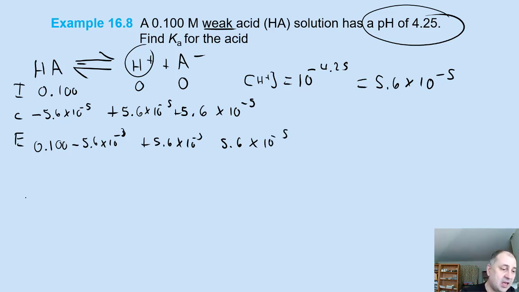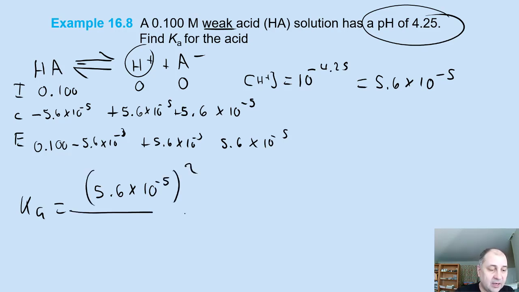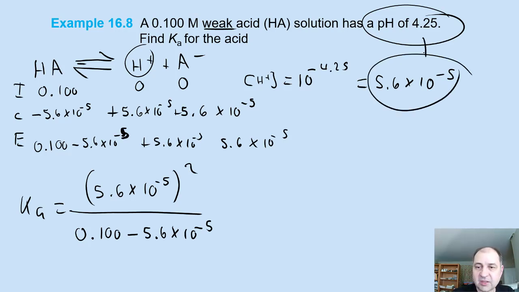I plug this into the Ka, which is what we want to calculate. So that would be 5.6 times 10 to the minus 5 times that, so I square that, divided by 0.100 minus 5.6 times 10 to the minus 5. This is what we calculated from the pH. That's what x is, or we don't have x here. I guess our x is Ka. And then from that you get an equilibrium constant that's 3.1 times 10 to the minus 8.